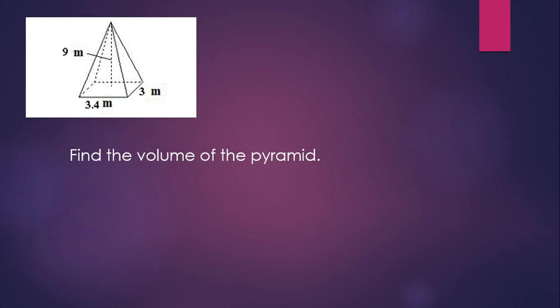Find the volume of the pyramid. The volume of the pyramid is 1/3 times the base area times the height, which in this case is 1/3 times 3.4 times 3 times the height of 9, which is 30.6 cubic meters.